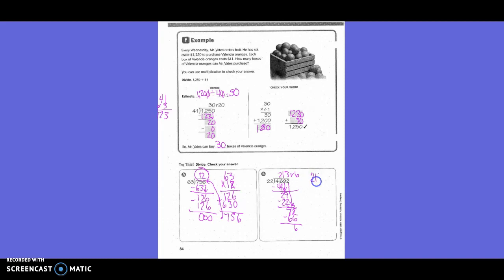So 213 times 22. Cover up the 2, pretend like it's not there. 2 times 3 is 6. 2 times 1 is 2. 2 times 2 is 4. Mark off the 2, put a 0 so we can go to the tens place, right? 2 times 3 is 6. 2 times 1 is 2. 2 times 2 is 4. And then add 6, 8, 6, 4.